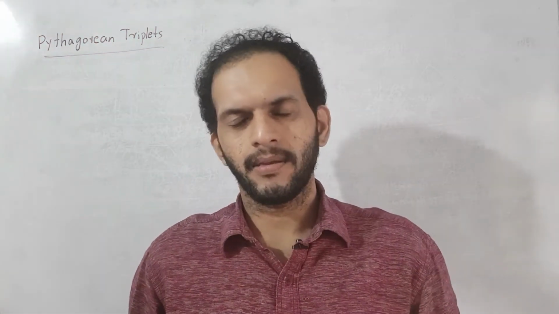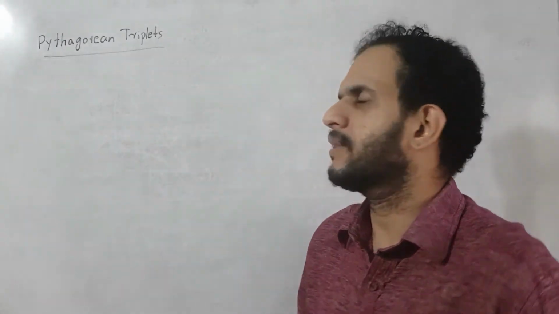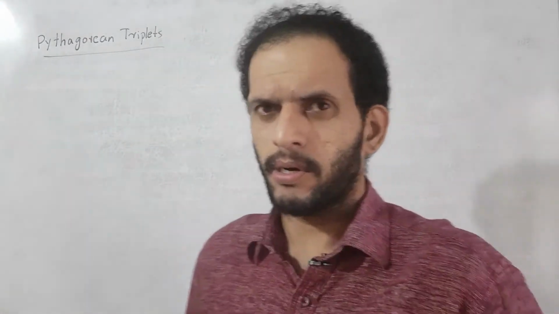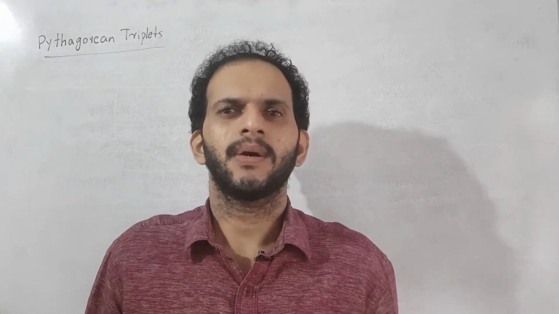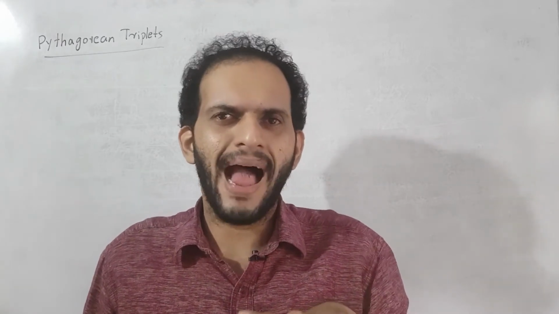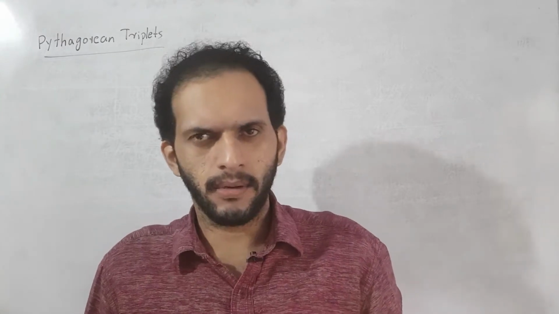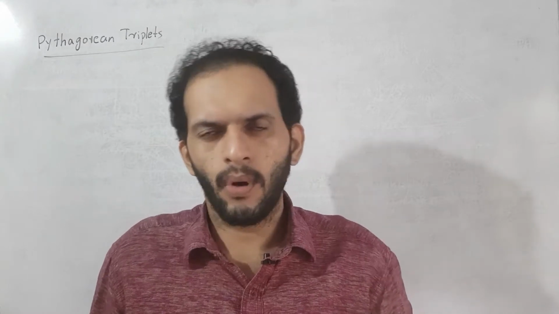Next, we are discussing the next idea, Pythagorean triplet. What do you mean by Pythagorean triplet? We know the triplet means three numbers. Then a Pythagorean triplet means the numbers follow the idea of the Pythagorean theorem. Those numbers are called a Pythagorean triplet.